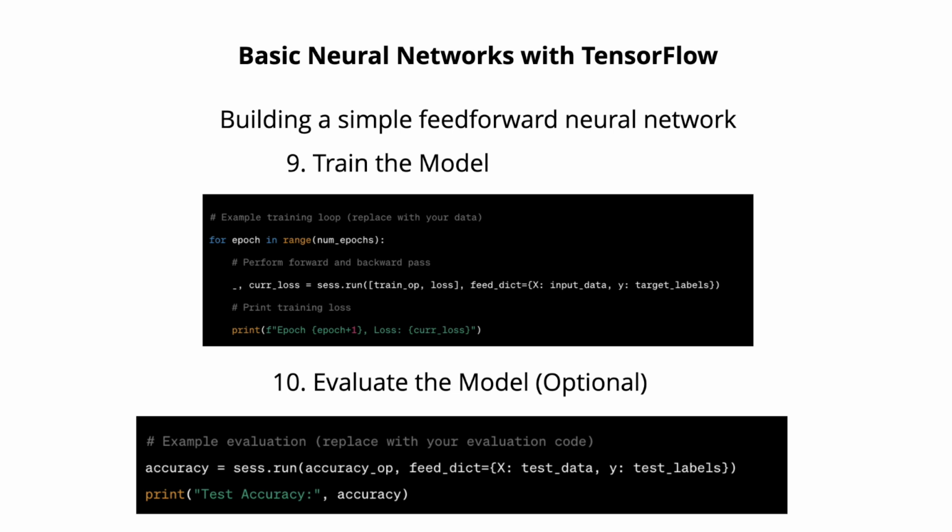By following these steps, you can build a simple feed-forward neural network using TensorFlow. Experiment with different architectures, activation functions, loss functions, and optimization algorithms to optimize the performance of your model for specific tasks. Adjust hyperparameters such as learning rate and batch size to improve training efficiency and convergence.